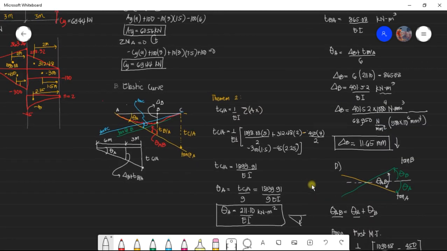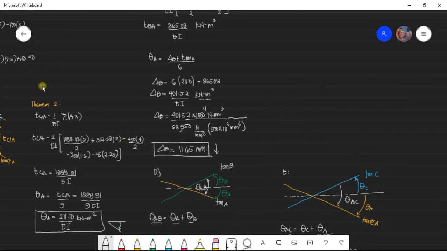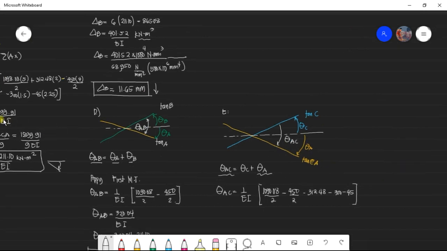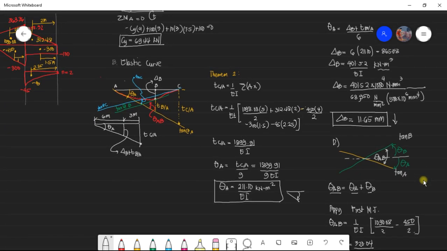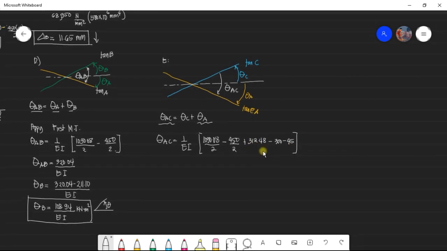And then the rest is I only, so positive 312.48, then 300, then 45. One is 312.48, one is 300, and the 45 is the spandrel. The 312 is positive. So two positive areas, three negative. These 312, 300, and 45 are on I, so we haven't put the 1 over EI yet.